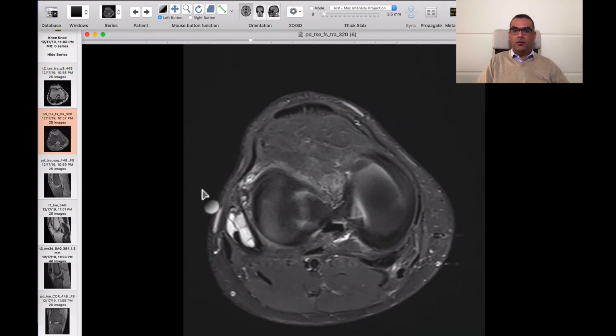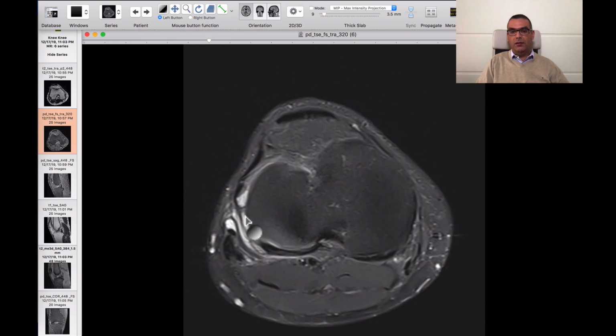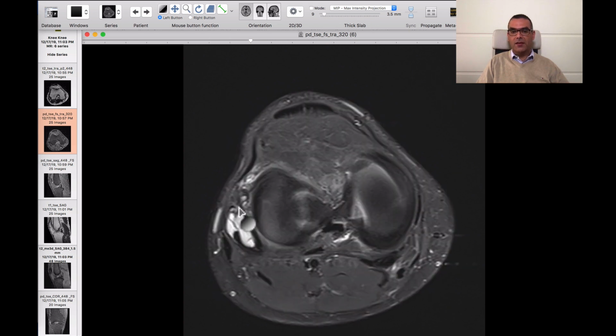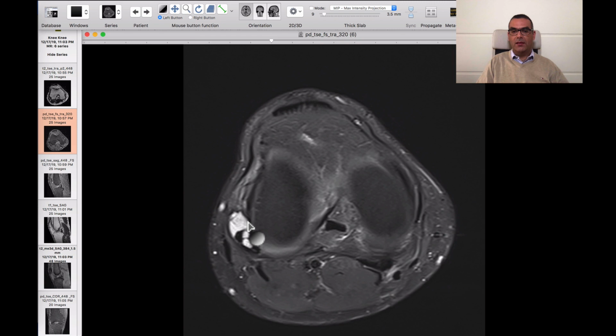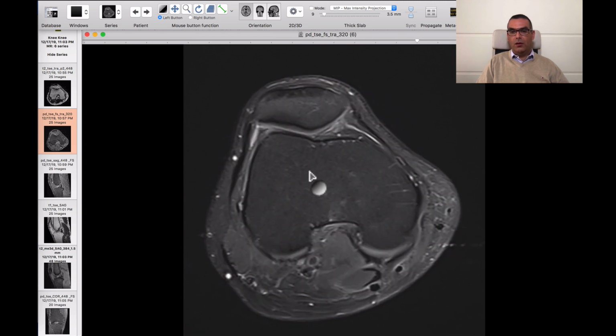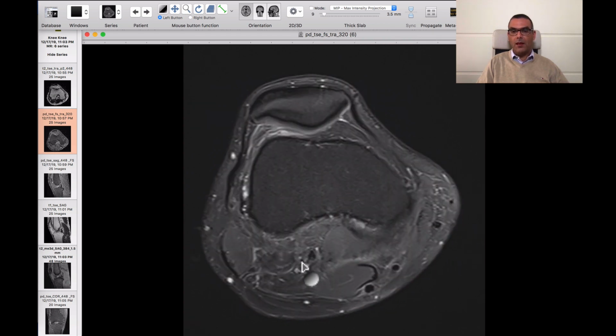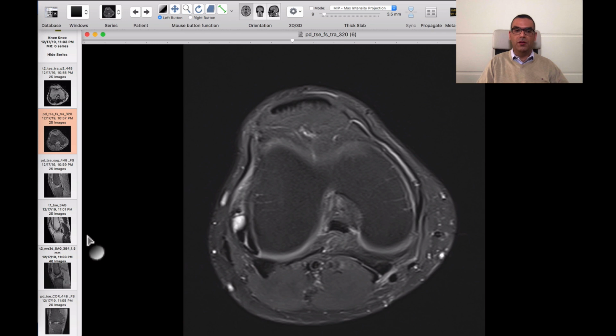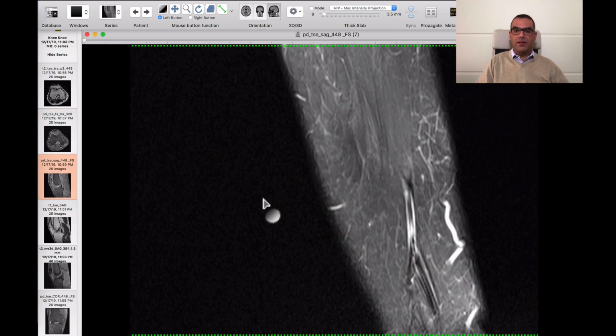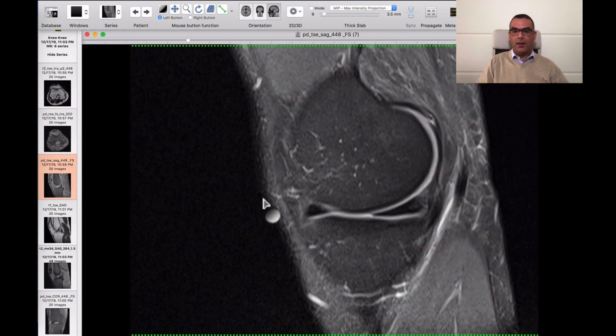This is the axial proton density, and you can clearly see this is a well-defined lobulated complex cystic lesion or structure at the lateral aspect of the knee. We are verifying again the retropatellar cartilage is good, the ACL attachment, other muscles and tendons, and there is no significant joint effusion. So now let's go to the sagittal scan and take a quick look.